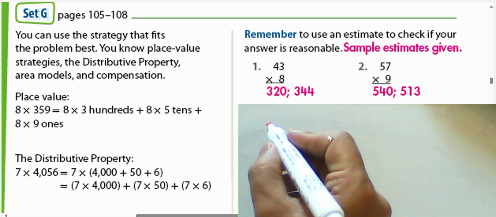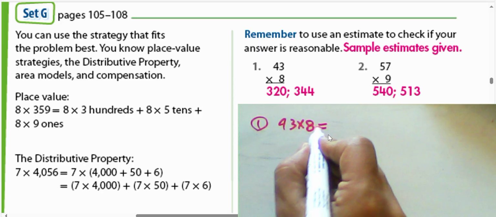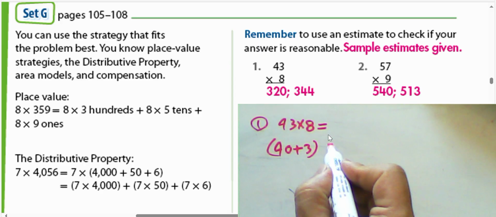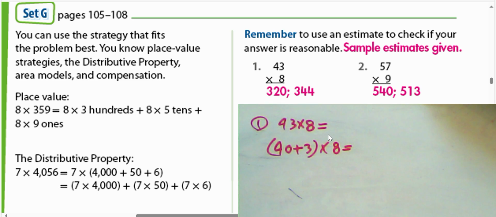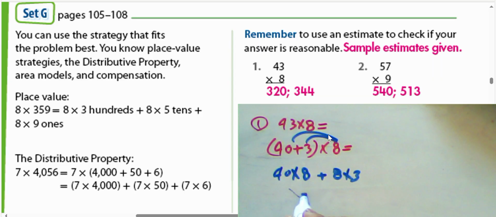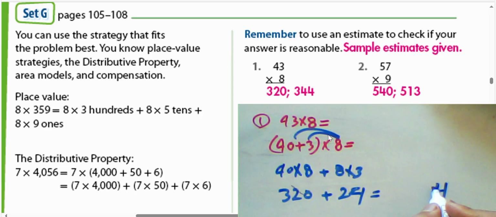Look at the first question, number 1. We have 43 times 8. We can use the distributive properties here. Write 40 plus 3, all times 8. And using distributive properties, write 40 times 8 and 8 times 3. Write 0, and 4 times 8 equals 32. 3 times 8 equals 24. We can add together 4 plus 0 equals 4. 2 plus 2, 4, and write 3. The result will be 344.